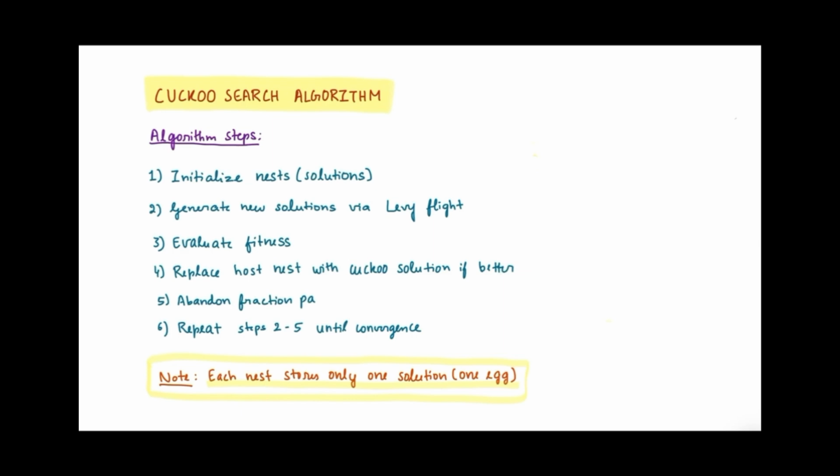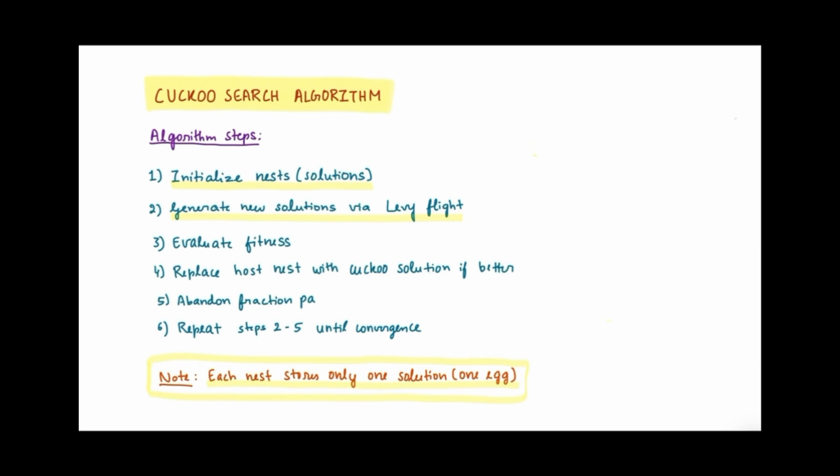So now let's finally understand the algorithm. Now that all the confusion is cleared, let's go through the steps. Step 1. Initialize n nests. We start with a bunch of random solutions. These are our nests. Now, step 2, generate a new solution using Levy flight. Each cuckoo, meaning each agent, creates a new solution from its old position using the Levy flight formula which we just saw.